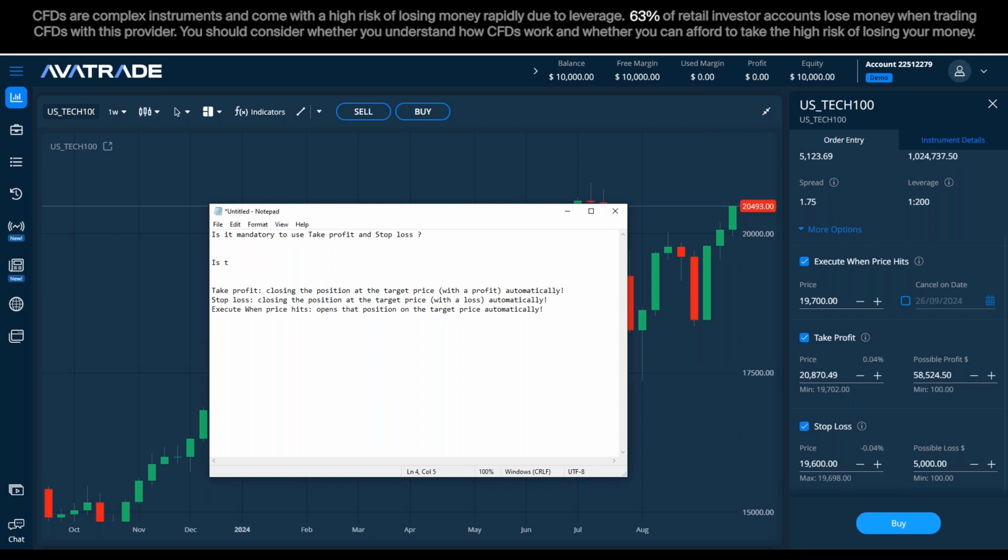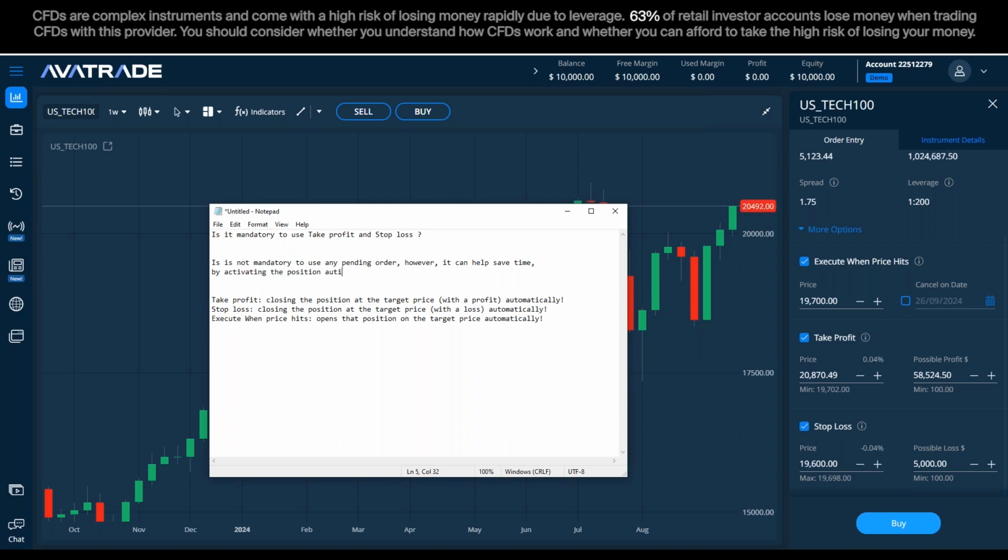It is not mandatory to use any pending order. It's not mandatory, but you understand what can happen if you don't use it. So it's not mandatory to use any pending order. However, it can help save time by activating the position automatically.